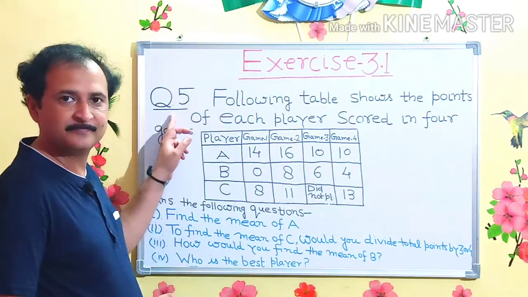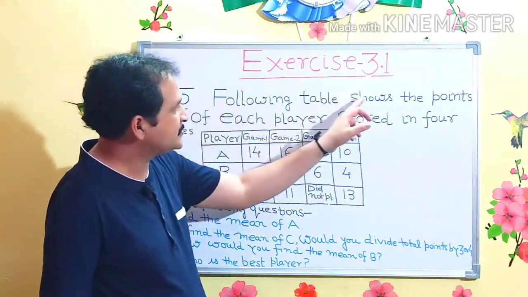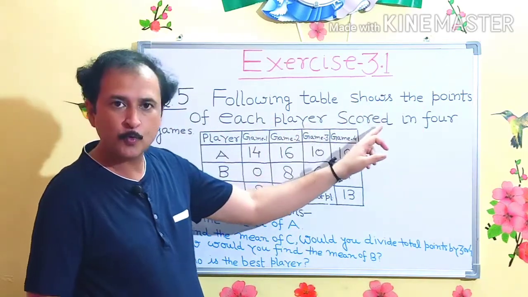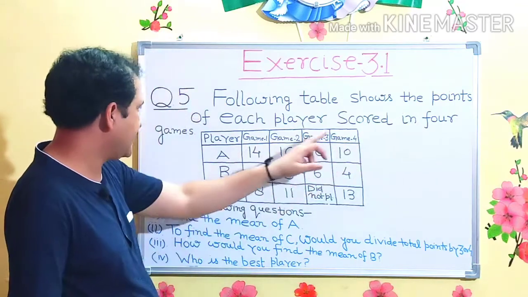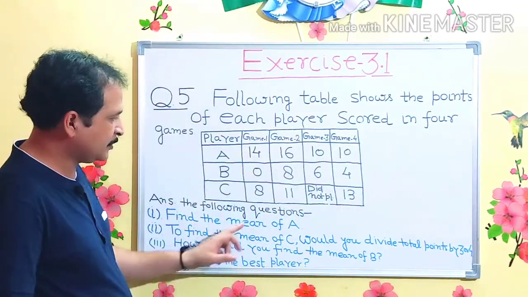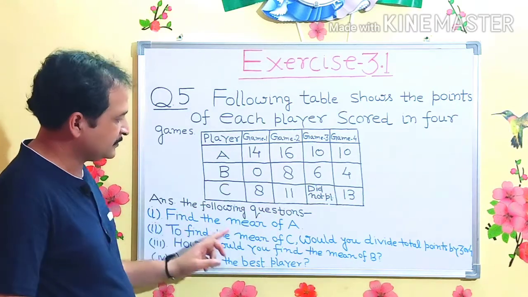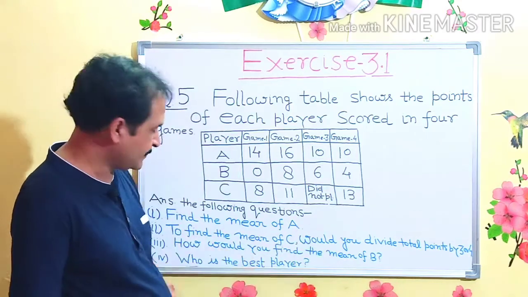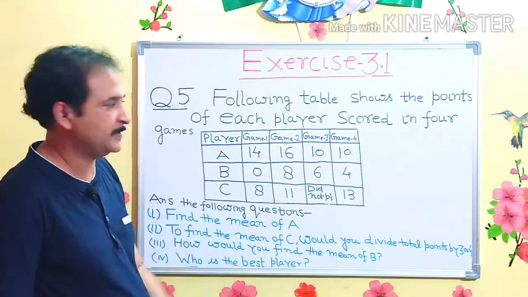Question number 5. The following table shows the points each player scored in 4 games. Answer the following questions. Find the mean of A, find the mean of C, find the mean of B, and who is the best player.